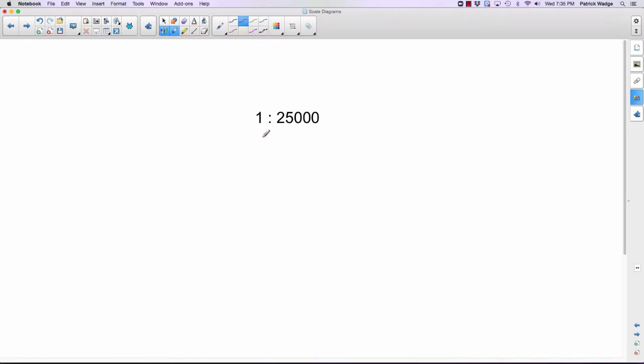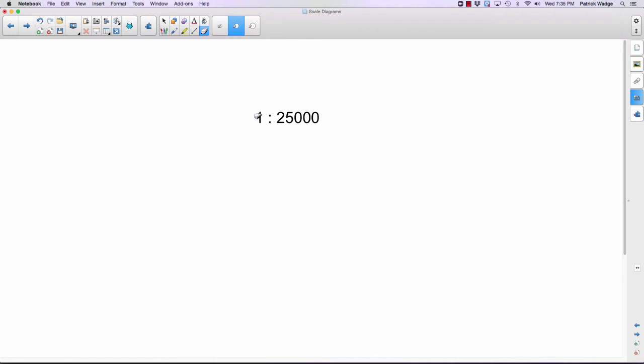And what that means is if you measure on your map, let's say you measure two objects are 1 centimeter apart on the map, then they'd be 25,000 centimeters apart from each other in real life. Or if you measured that two things were 1 decimeter apart on the map, then they would be 25,000 decimeters apart from each other in real life.